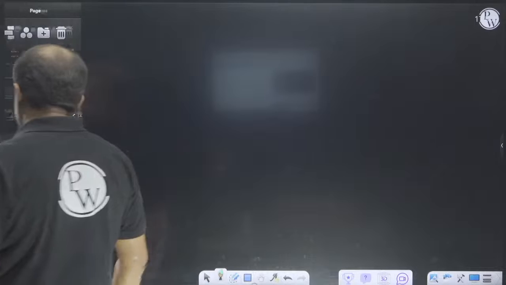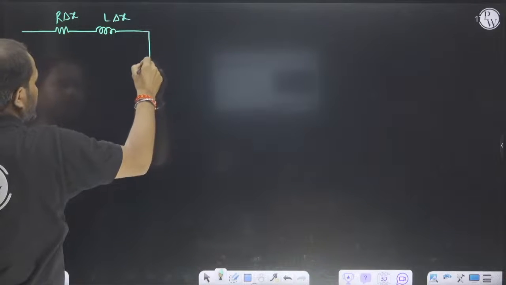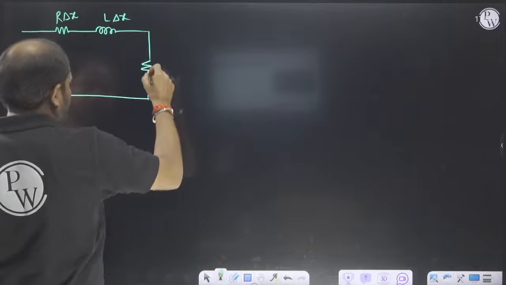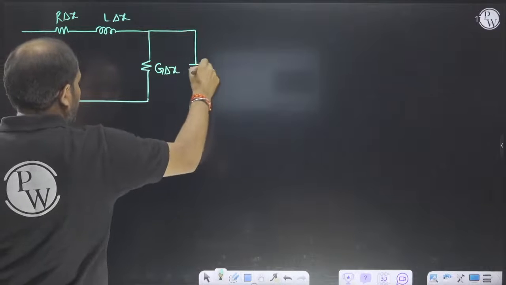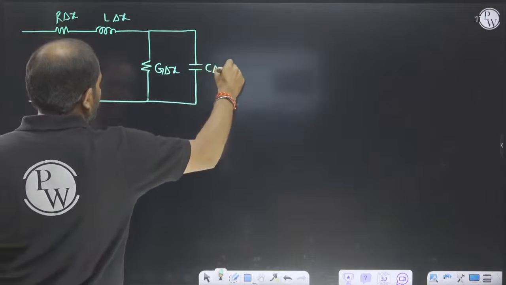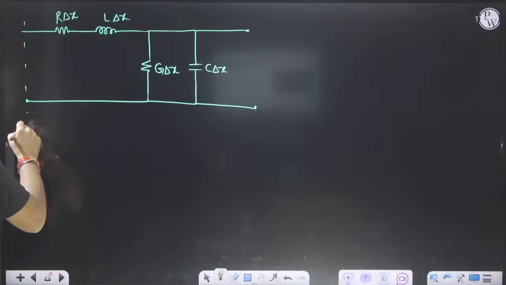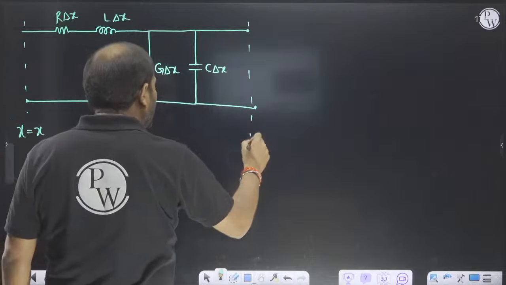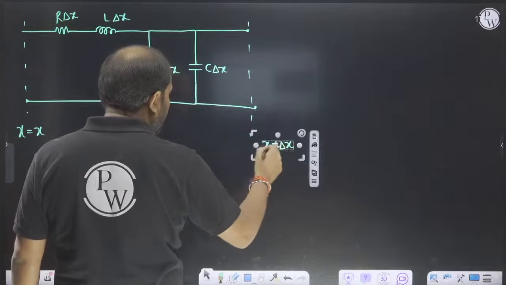Then I am going to start the derivation part. This derivation part is important for college going students. If you want to give an examination, you will solve this question like this. They will ask you to derive the wave equation in a transmission line, and you will derive it like this. So this is our delta x section. This length is x, and this length is x plus delta x, which means at this point it is x plus delta x, and at this point it is x only.